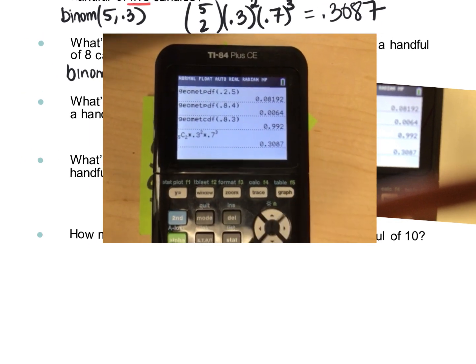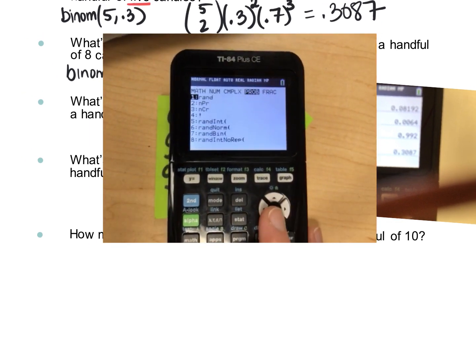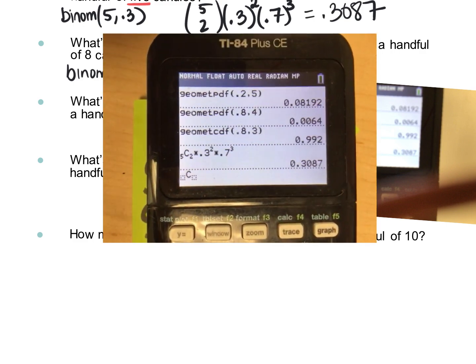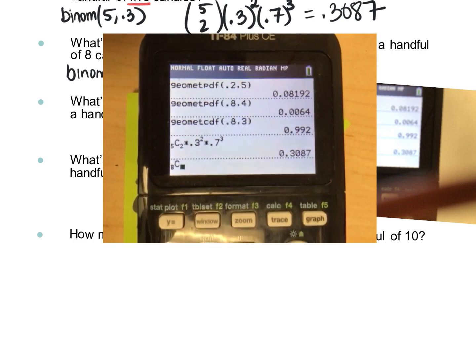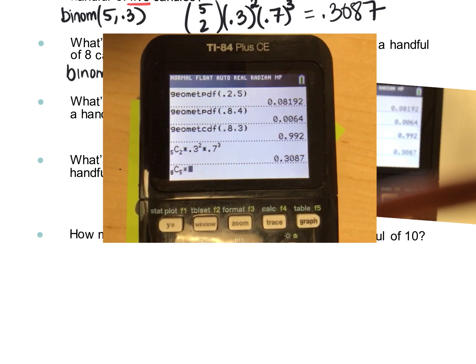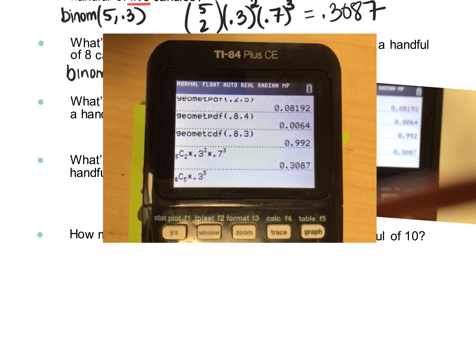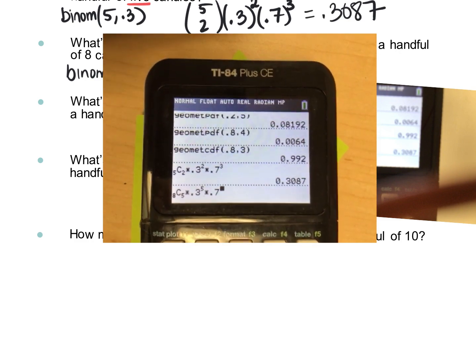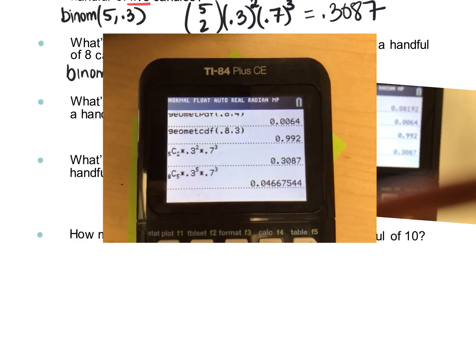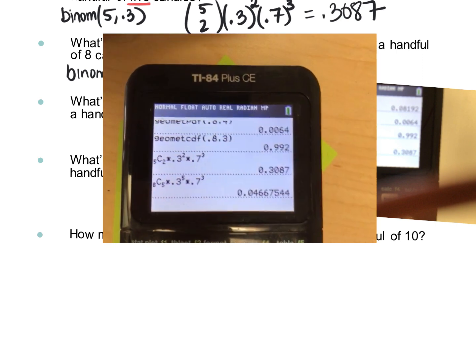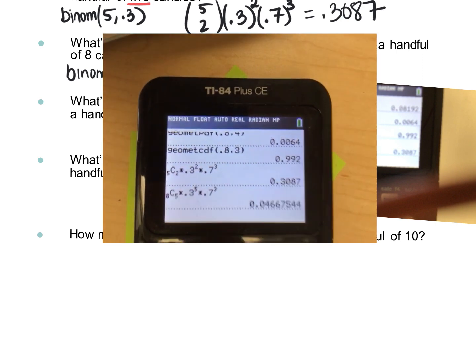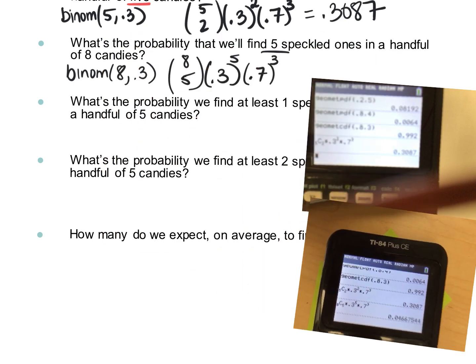We're going to do math, probability again, down to nCr. And it's 8 choose 5, times 0.3 to the 5th, times 0.7 to the 3rd, which is 0.04667. Okay, so that was 0.04668. And then we'll stop with the next one.